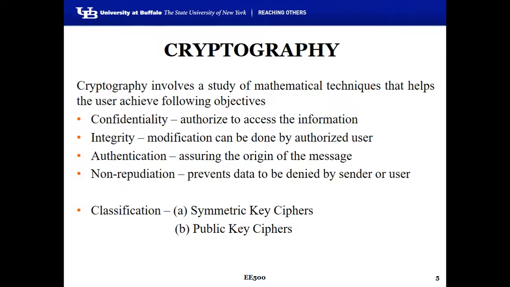in the middle. And the last one is non-repudiation, which prevents the data from being denied by either the sender or the user, or maybe both. Now, cryptography can be classified further into two kinds: symmetric key ciphers and public key ciphers.